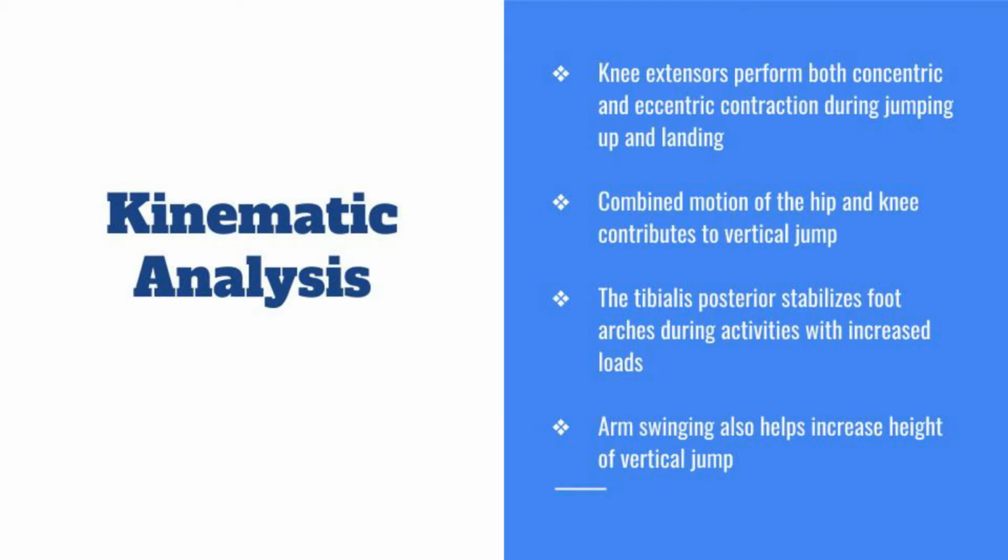Combined motion of the hip and knee contributes to the vertical jump. The combined motion of hip and knee extension during the vertical jump helps increase the force produced by the muscles to propel the body upwards.